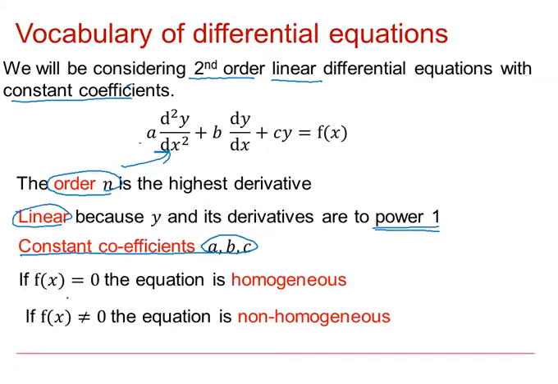If the function f(x) on the right hand side is 0, then we say the differential equation is homogeneous, and if the function f(x) is not 0 on the right hand side, then we say the equation is non-homogeneous.